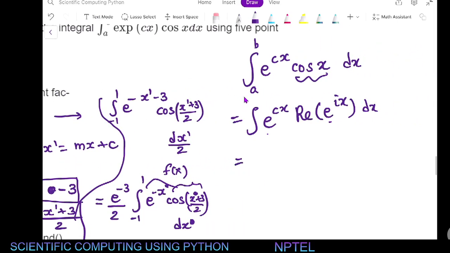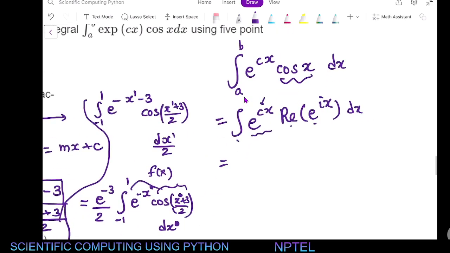And then this itself is real because c is real, right? So we can take the real part outside, in fact outside the integral, because real parts add up. So taking a real part is a linear operator. So it becomes the real part of the integral of e to the power.